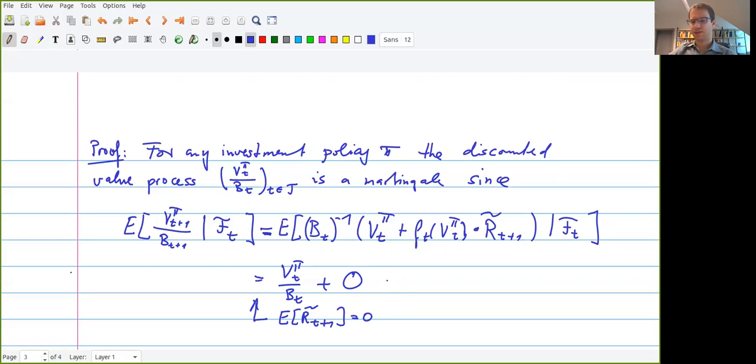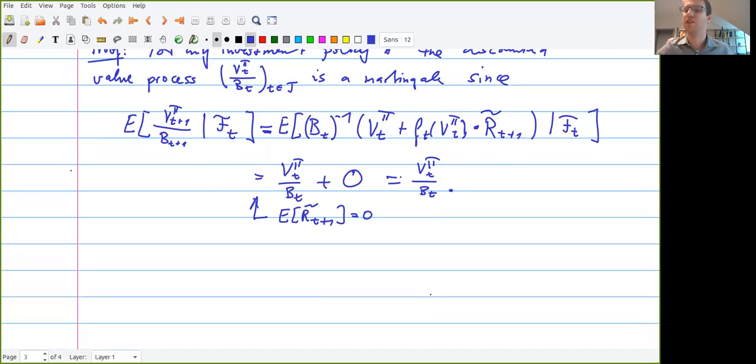Okay, so that's exactly what I wanted to have, right? It tells me that the discounted value process associated to the investment strategy pi is indeed a martingale. Now I can plug it into the whole theory to see that my optimal investment strategy is 0, but I can also make a simpler proof by using Jensen's inequality.